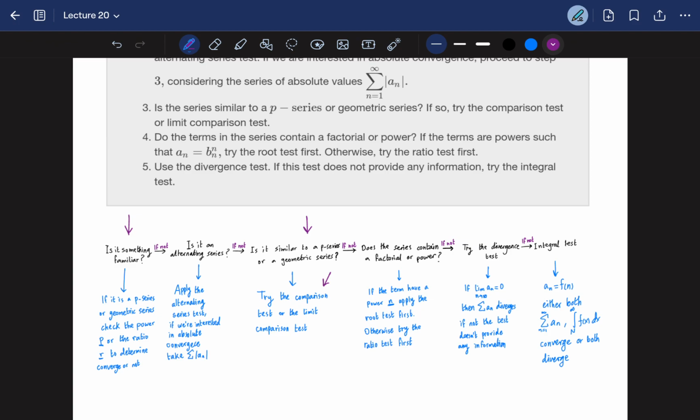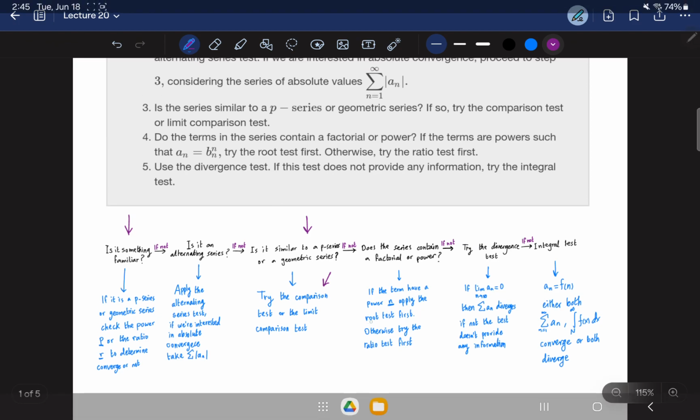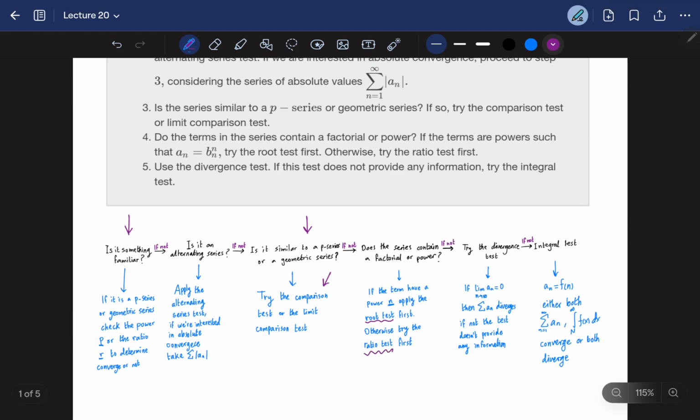Now, if it doesn't look familiar at all, but you notice that you have either factorials or powers inside of your series, like we talked about in the last video, we can think about the root test or the ratio test. So which one should I think about first? If you have a power or an exponent in terms of n, then think about the root test first, because you can get rid of that power. But if you don't have that power by itself, then you go straight to the ratio test. The ratio test is very helpful when you have factorials, so keep that in mind.